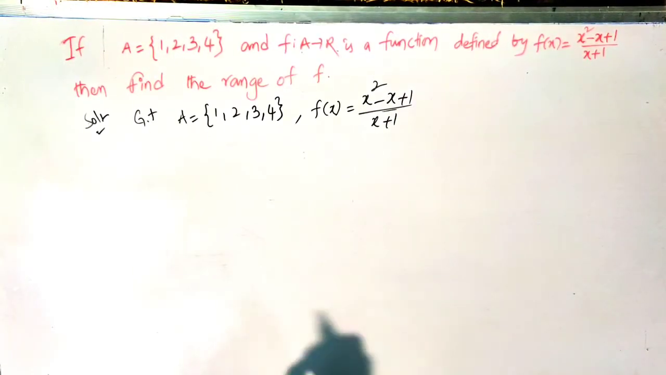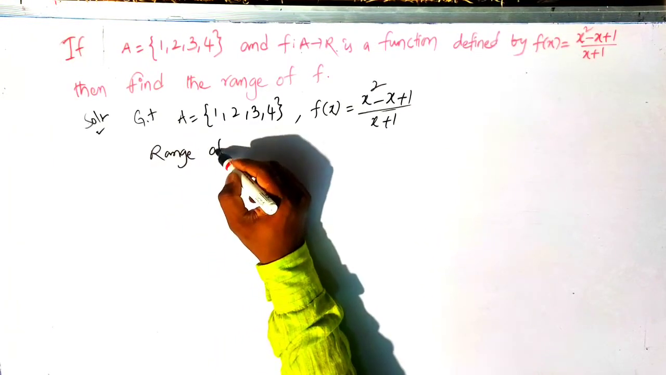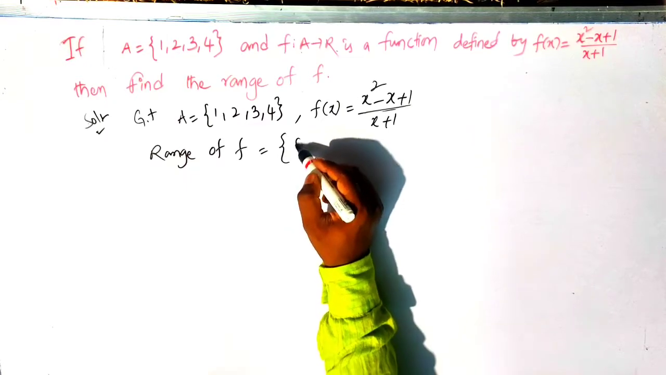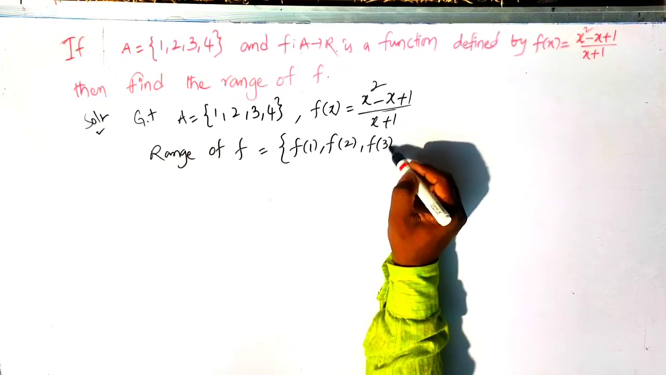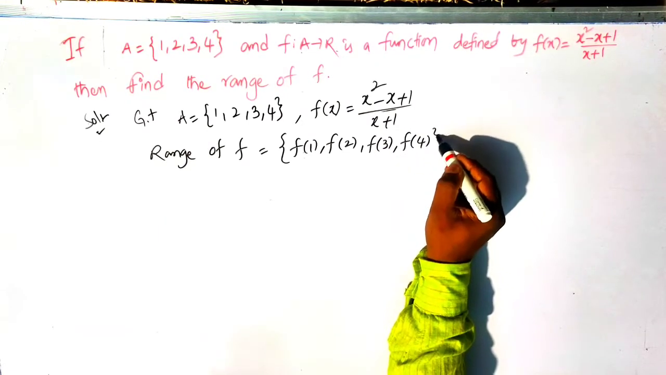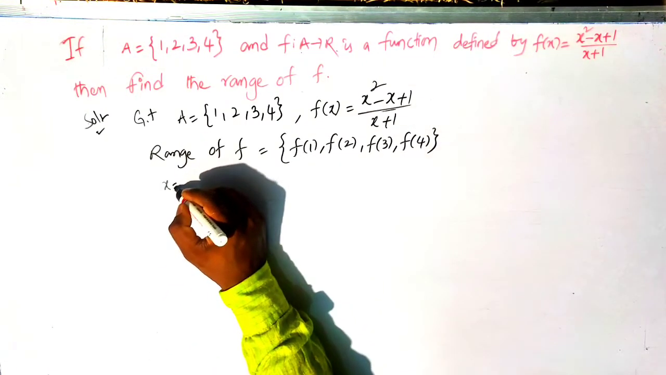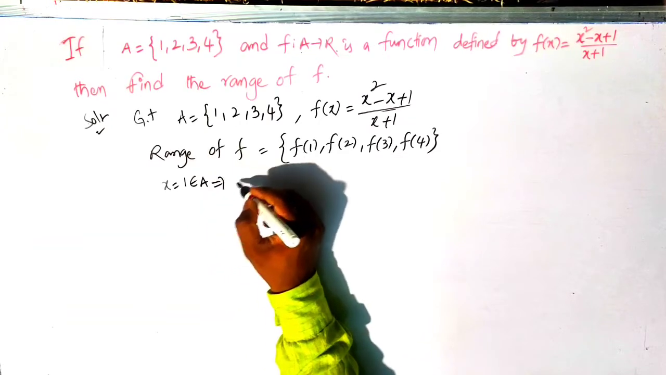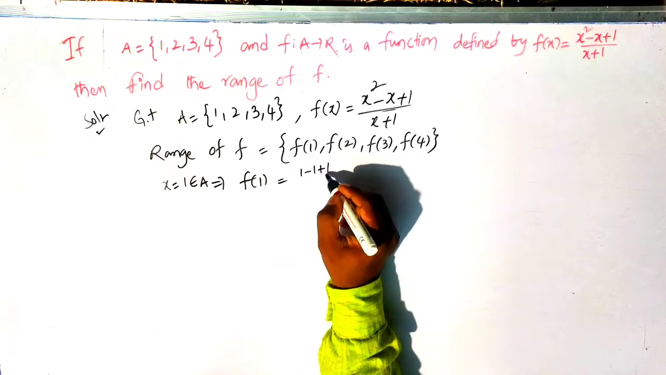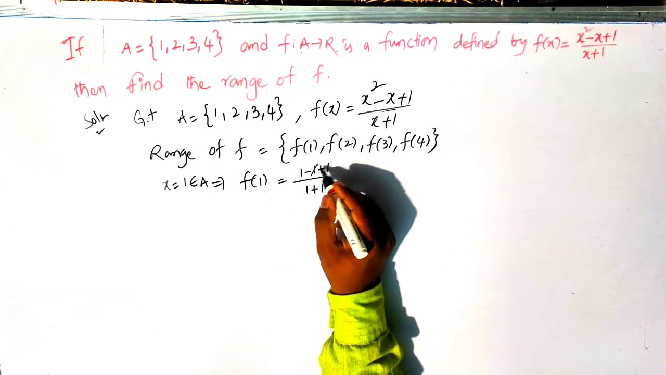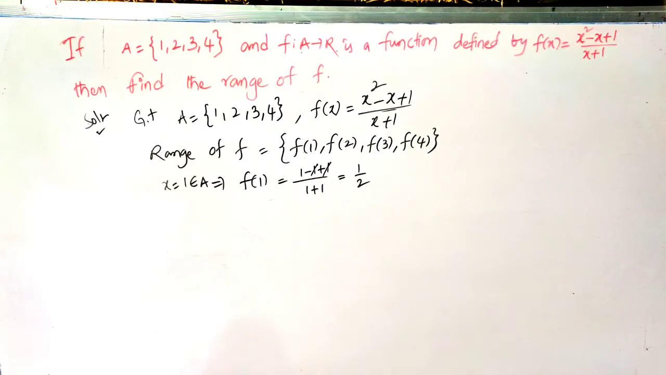Okay. Now we find out here the range of f. So range of f we write now. Range of f is equal to all f images, that means f of 1, f of 2, f of 3 and f of 4. Okay. Now we find out f of 1, that means x equals 1 belongs to A, that implies f of 1 equals (1 square minus 1 plus 1) by (1 plus 1). So minus 1 plus 1 cancel, we get here 1 by (1 plus 1) is nothing but 1 by 2. So this is the f image.